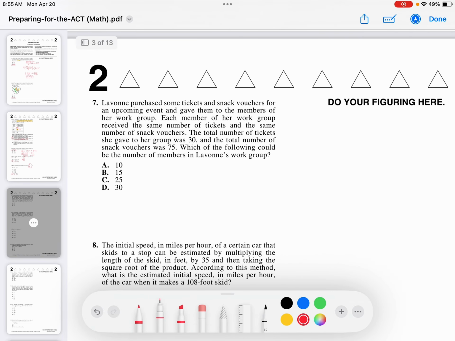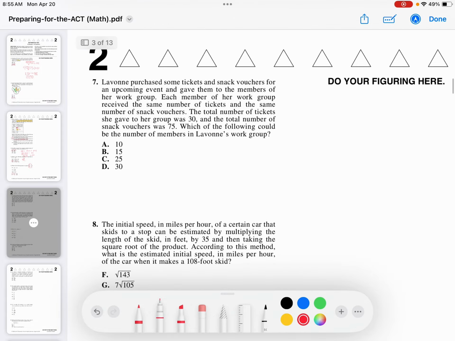Let's see. She purchased some tickets and snack vouchers for an upcoming event, and gave them to the members of a work group. Each member of the work group received the same number of tickets and the same number of snack vouchers. The total number of tickets she gave to her group was 30. The total number of snack vouchers was 75. Each member of her work group received the same number.